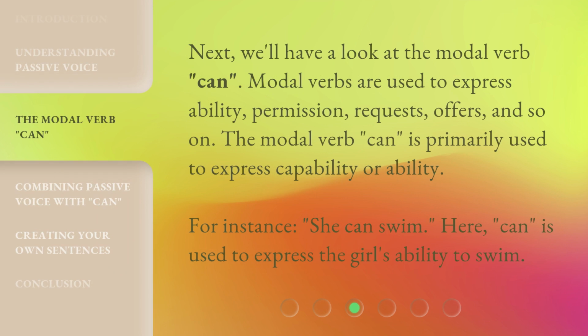Next, we'll have a look at the modal verb can. Modal verbs are used to express ability, permission, requests, offers, and so on. The modal verb can is primarily used to express capability or ability. For instance, she can swim. Here, can is used to express the girl's ability to swim.